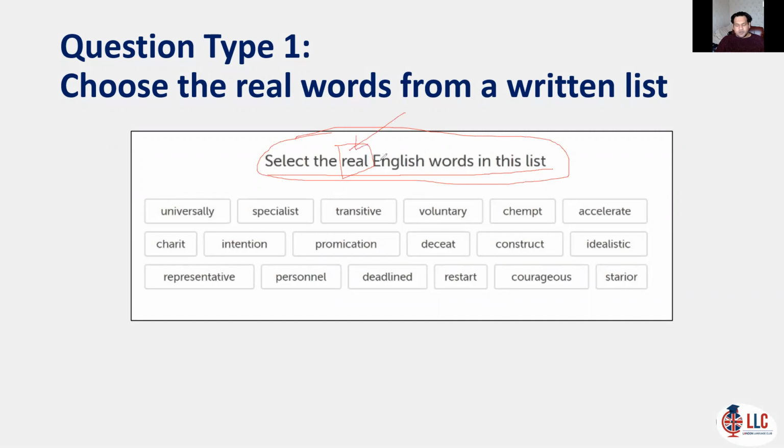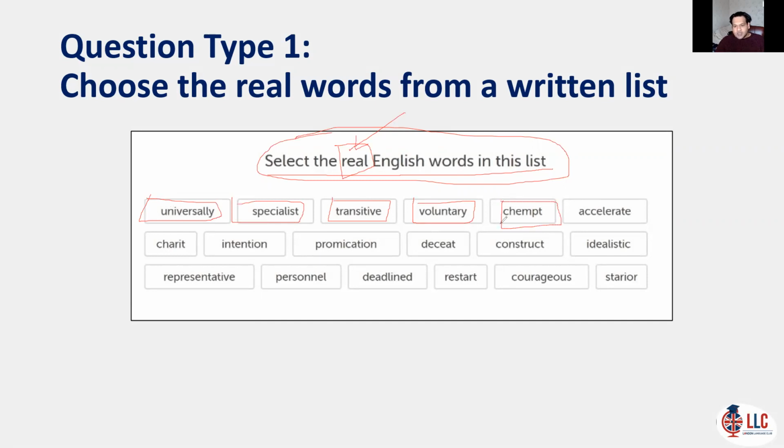which is basically the words should be in all the major dictionaries in the world, like the Oxford Dictionary or maybe the Cambridge Dictionary. Any word which is real should be in the dictionary. Okay. Now, these are the word lists which are given to you. Some of these words are actual words and some of them are made up.